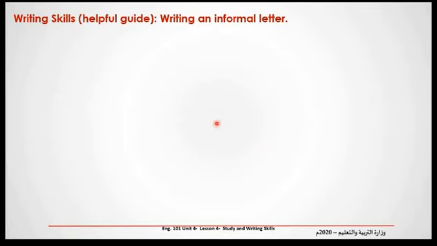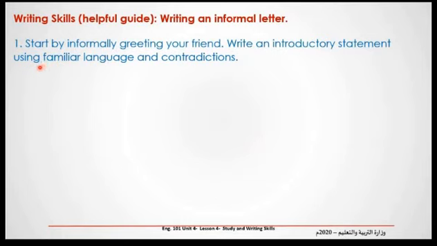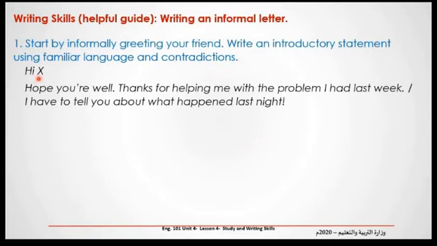So, what are the helpful guides for writing an informal letter? First, start by informally greeting your friend. Write an introductory statement using familiar language and contractions. Example: hi, name of your friend. Hope you're well. Thanks for helping me with the problem I had last week. Or, I have to tell you about what happened last night.